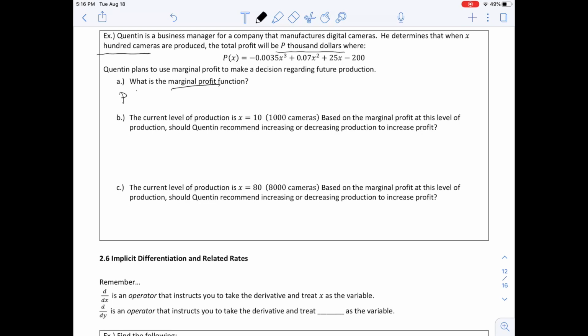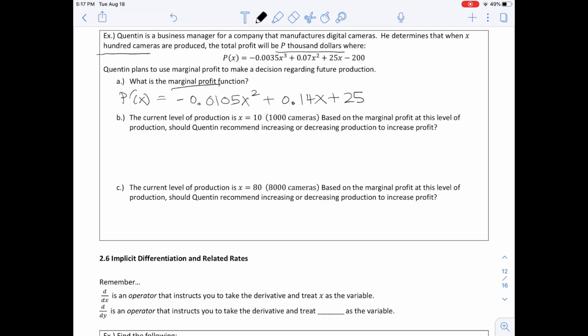The first question asks, what is the marginal profit function? In order to get this, we have to take the derivative of our profit function. So we have P prime of x, which is going to be negative 0.0105x squared plus 0.14x plus 25.